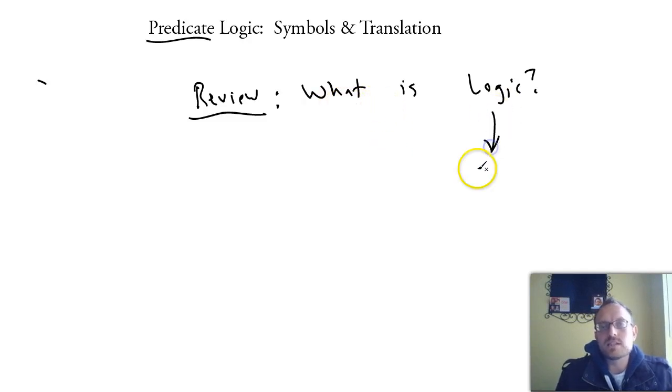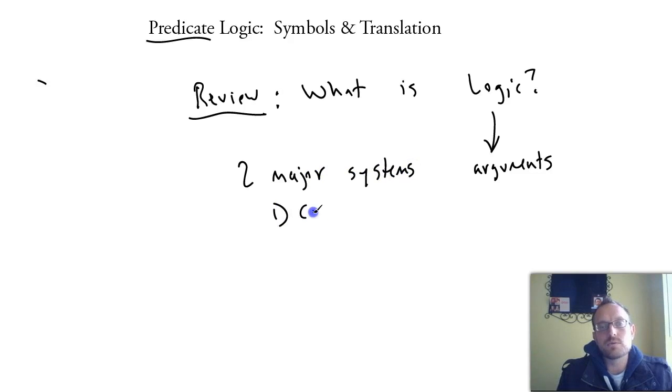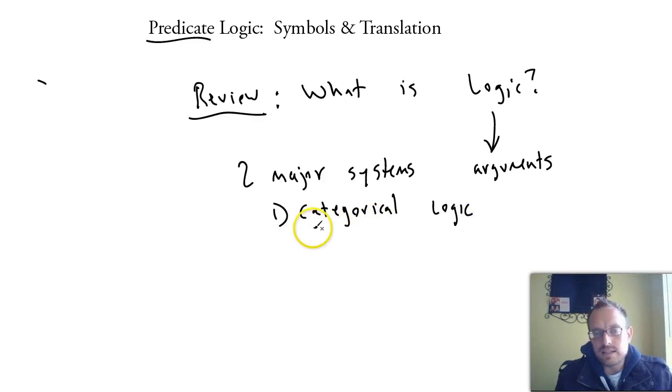Now, if logic is the study of arguments, let's remind ourselves in terms of the review what the main sorts of logical systems we've looked at. We've looked at two major logical systems. The first logical system we looked at here was categorical logic. And some of you watching this video didn't see all of our videos, but the thing to remember here is that categorical logic essentially treats the logical relations between statements that make universal or particular claims.